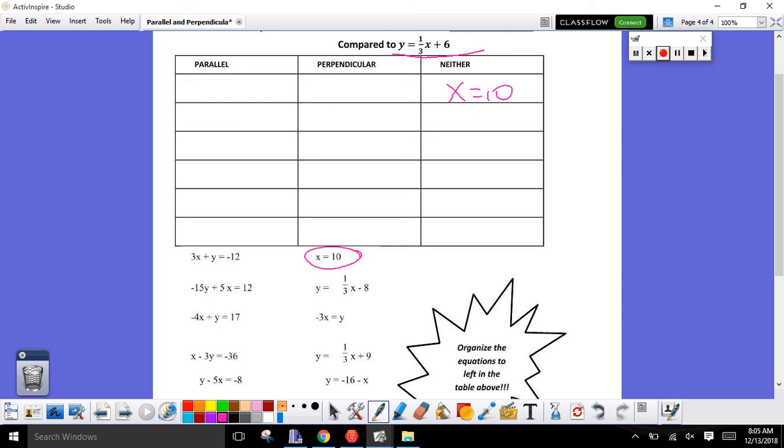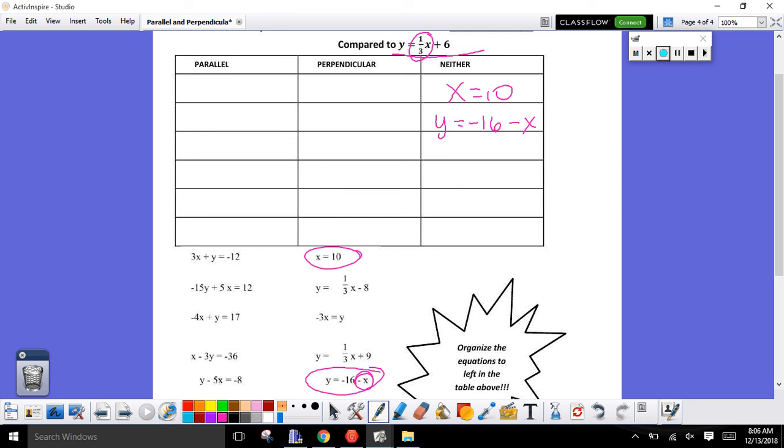I know that, what else? I think that's the only one. I know this one also here. My slope is right here. This is the slope I'm comparing it to. It's not even the same, and it's not the negative reciprocal, so I know that one's going to be a neither. That's neither.